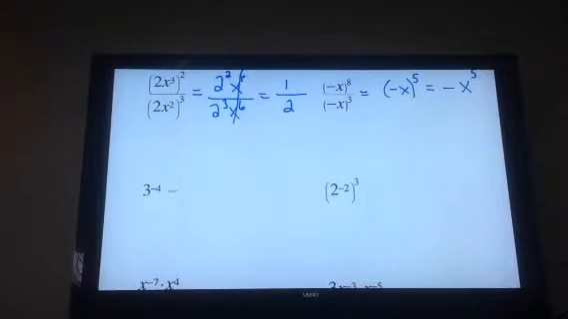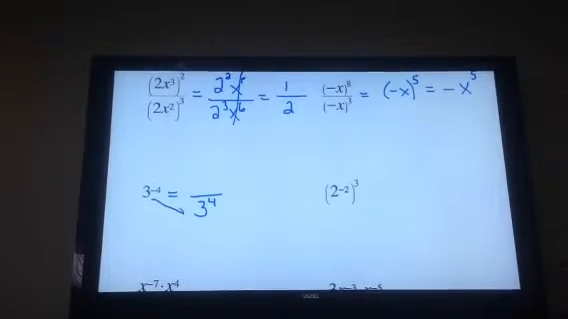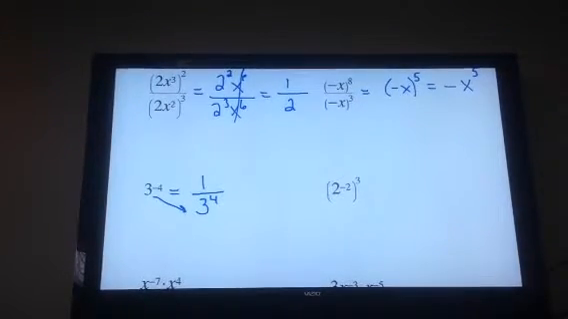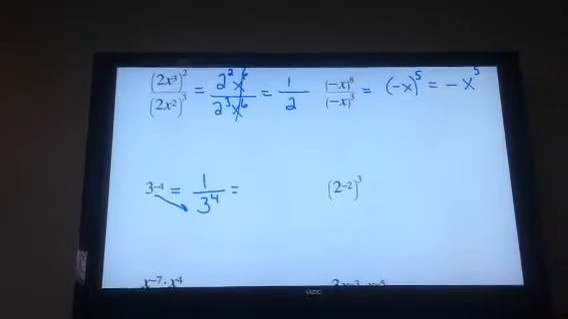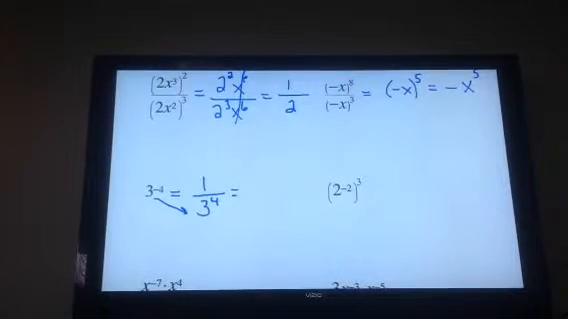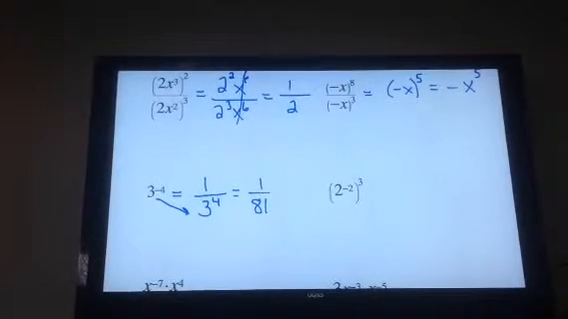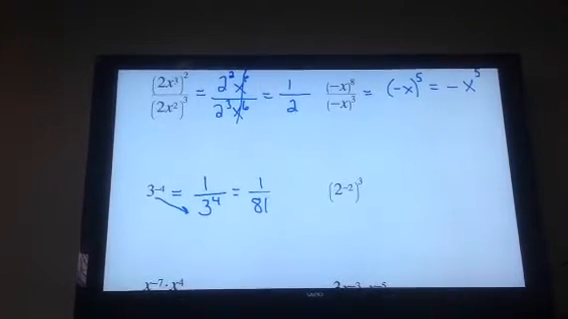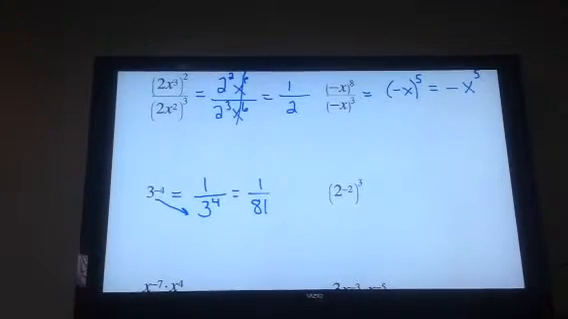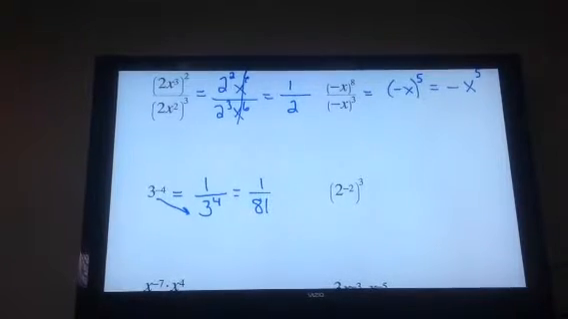So 3 to the negative 4th is the same thing as 3 to the positive 4 in the denominator. So I'm moving it down. I then have an understood 1 in my numerator. And then calculate your 3 to the 4th. 3 times 3 is 9, 27, 81. So, as I said, negative powers mean that you have little numbers, 1/81. 3 to the negative 4th, a really small number.